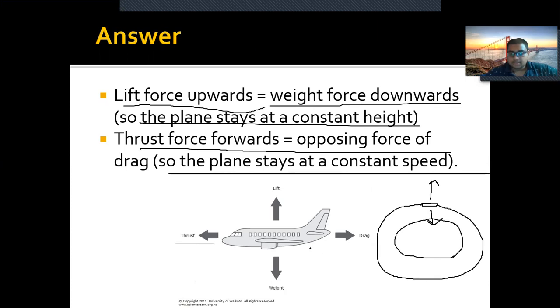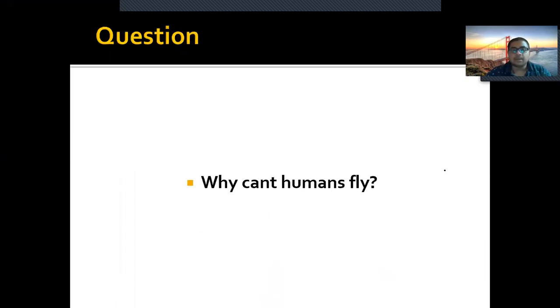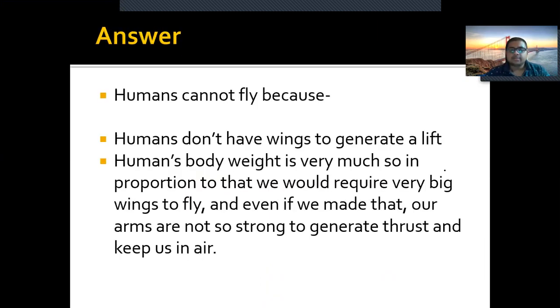So if the thrust, that is the forward force of the plane, and the drag, which is the force experienced by the aeroplane in the backwards direction, are the same, then this plane will be at constant speed. That is how planes fly. There are many more complex mechanisms and theories about how a plane flies, but remember these things right now. Another question: why can't humans fly?